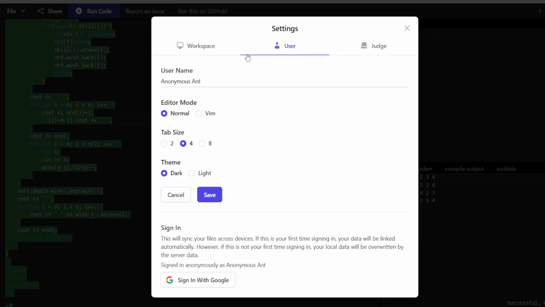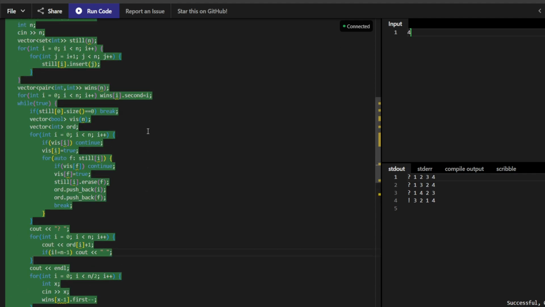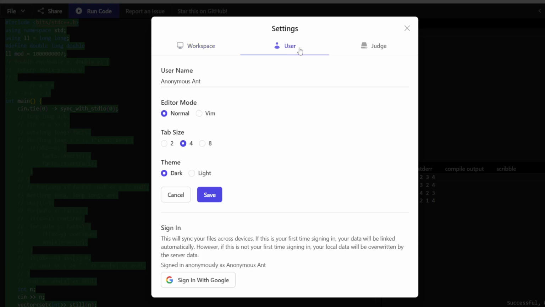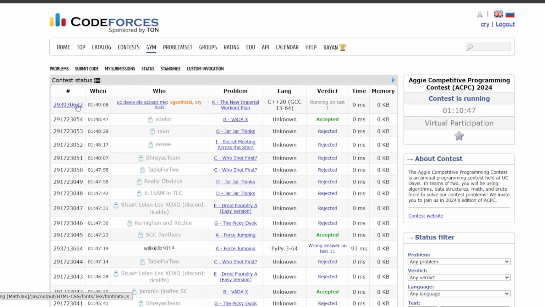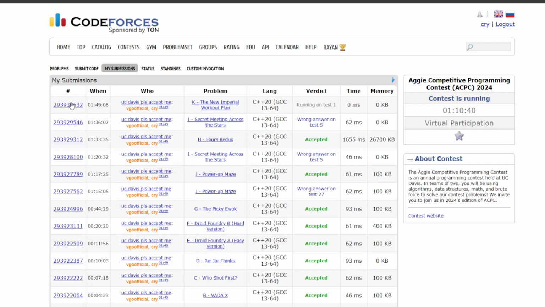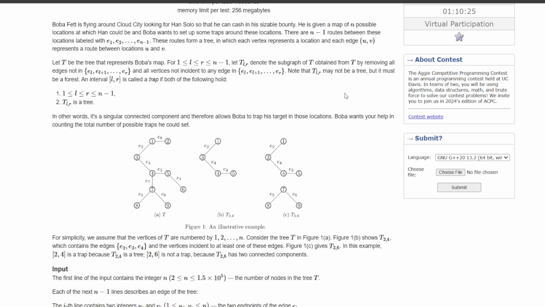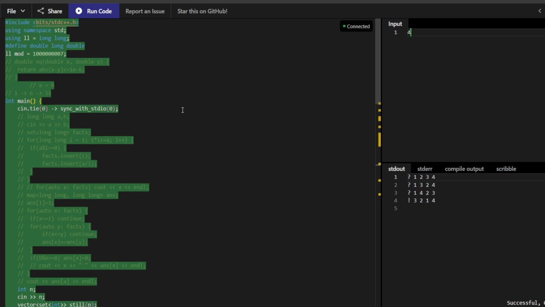Well, you can't really test it locally. I can test it on custom invocation. Oh, you can't. Yeah, you can't. I'm just gonna submit this. That's crazy. Why is it just stuck on test 1? That doesn't sound great.